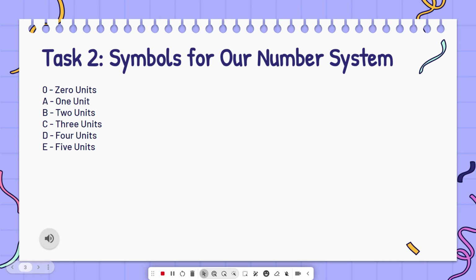Task 2 was symbols for our number system. It was the 0, A, B, C, D, E.